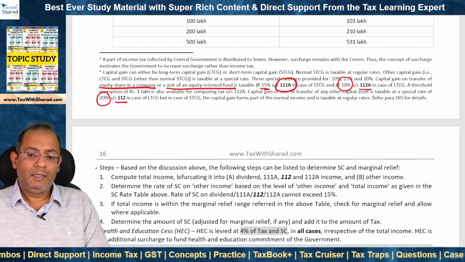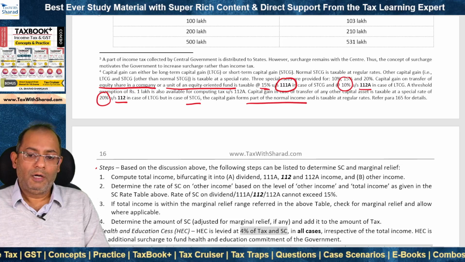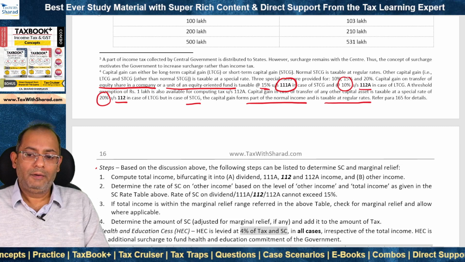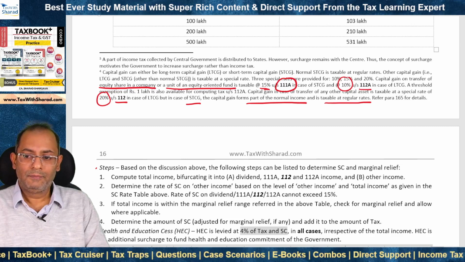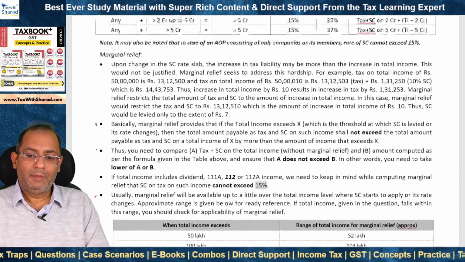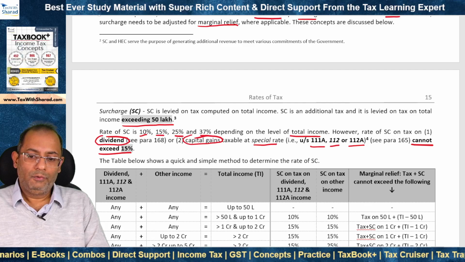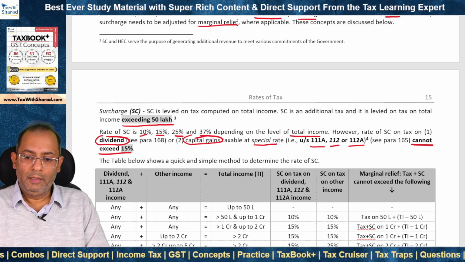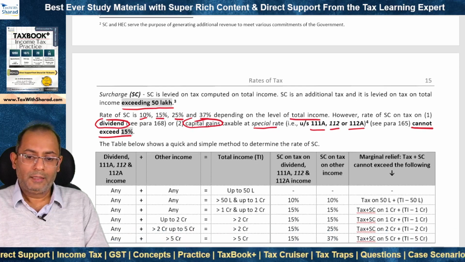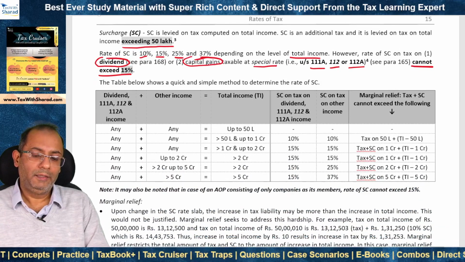And if the gain is a short-term capital gain, then the capital gain forms part of the normal income and is taxable at regular rates, which we have discussed a short while ago. And therefore, the capital gain is taxable under a special rate in the case of section 111A, 112 or 112A. And in such case, if we compute tax on such capital gain, then the rate of surcharge cannot exceed 15%.